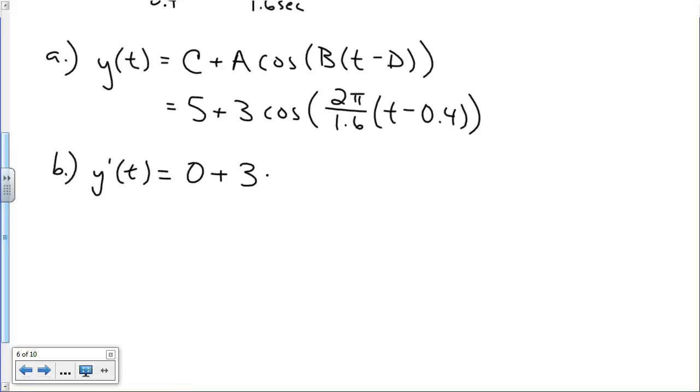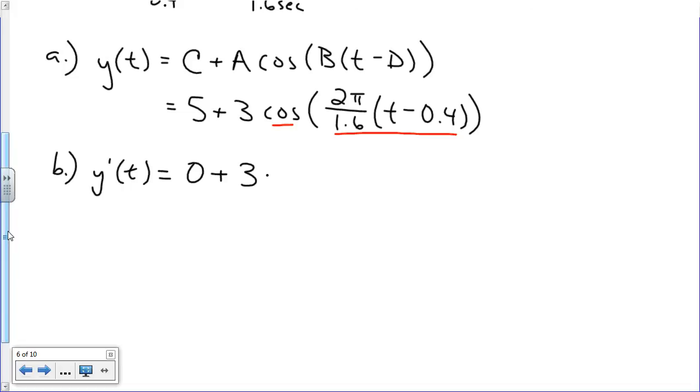Now look carefully at the function you see there. That function is actually a composite function. You have cosine as the outside function, and all of this, which is actually a linear function, it's just 2 pi over 1.6, that's some constant, times t, and then minus that constant at the end there. So that's a linear function, mx plus b. So use chain rule to find that derivative.